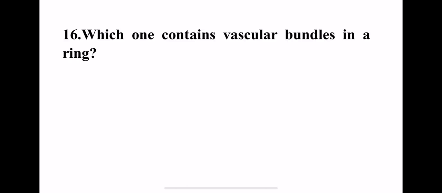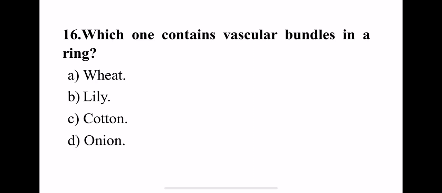Which one contains vascular bundles in a ring? Which one? Option C. If you observe the anatomy of the monocot and dicot root, A, B and D are monocot root. But option C is dicot root. In the dicot stem only you can observe the ring form of vascular bundle arrangement, whereas in monocot root it is scattered. So option C is the correct answer.